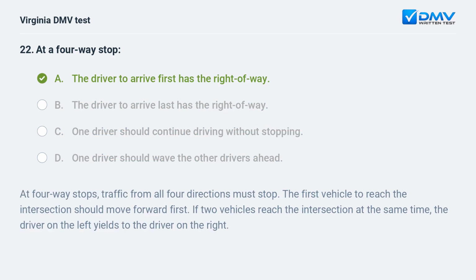A. The driver to arrive first has the right of way. At four-way stops, traffic from all four directions must stop. The first vehicle to reach the intersection should move forward first. If two vehicles reach the intersection at the same time, the driver on the left yields to the driver on the right.